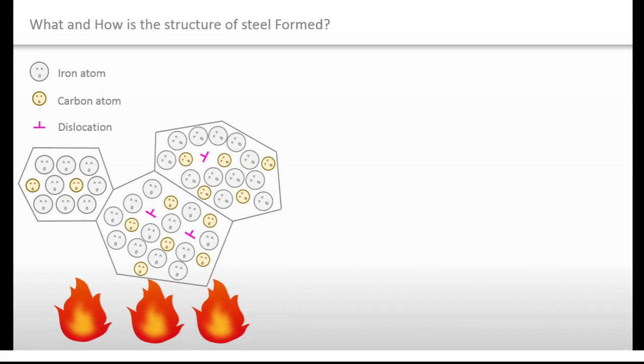If you heat steel more than a certain temperature, the steel changes its crystal structure into this chart called austenite. Iron atoms and carbon atoms exist together in peace in austenite. You see irons and carbons smiling.